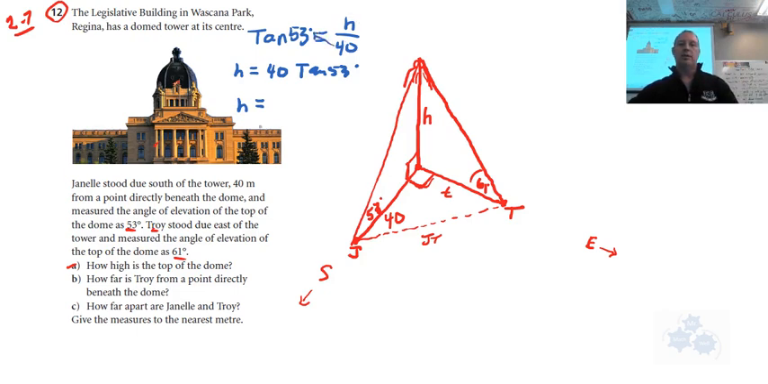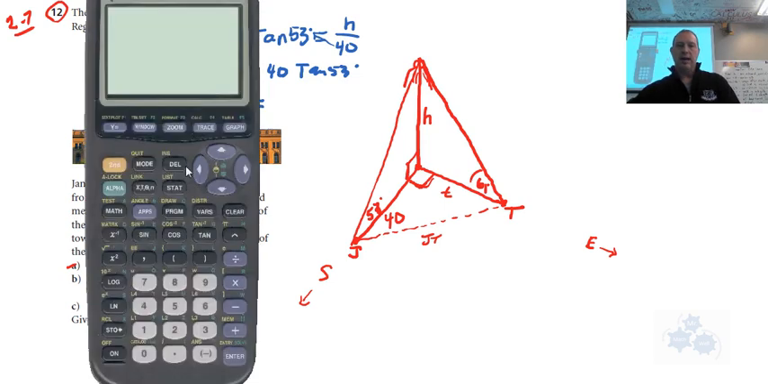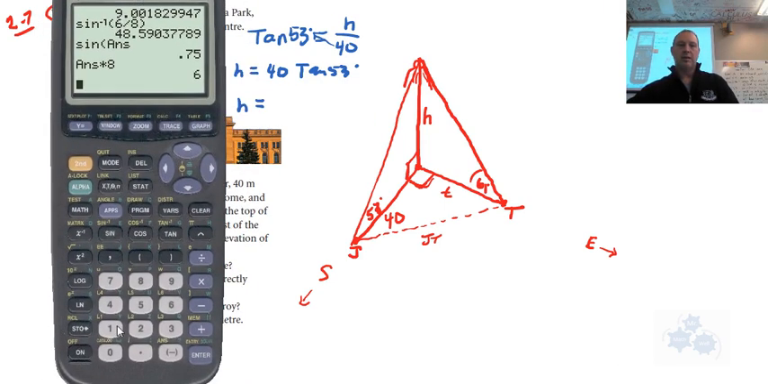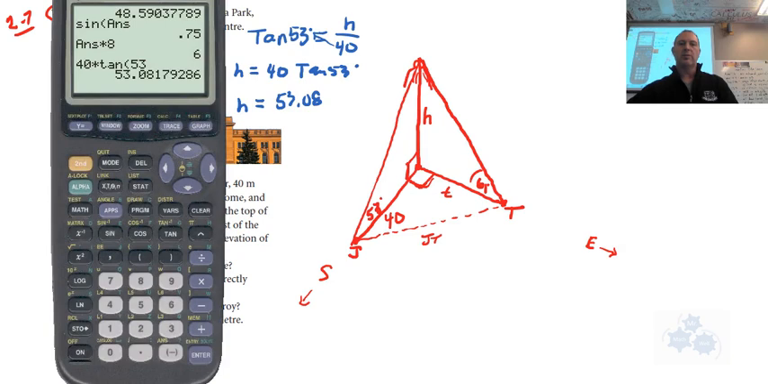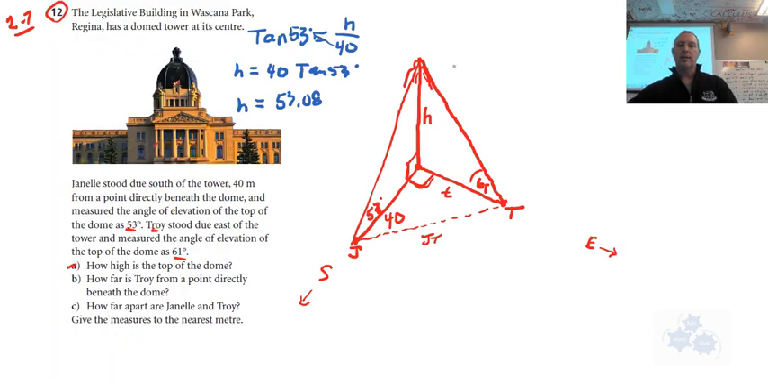40 multiplies. Okay, so what is that? 40 times tan of 53. Make sure you're in degrees, and you should get 53.08. Does that sound right? Awesome. 53.08. We'll leave a bunch of our decimal places on the calculator, so I might be able to use that. But that's what H is.